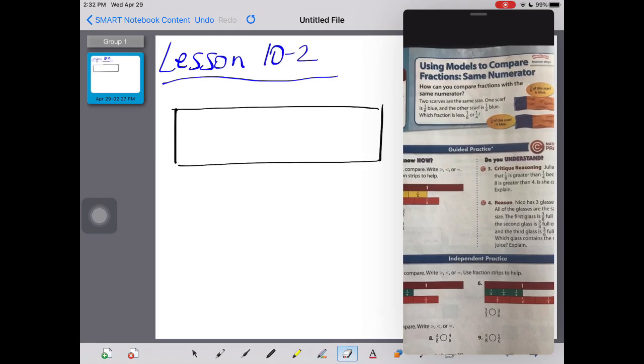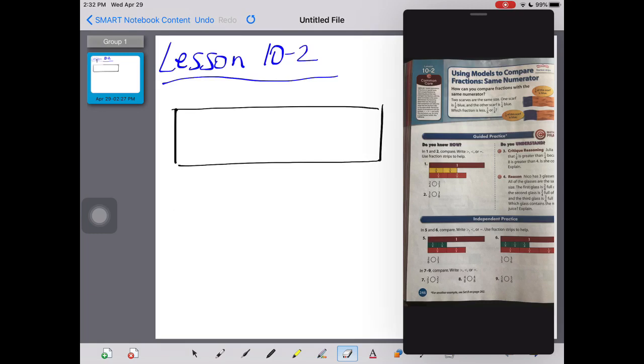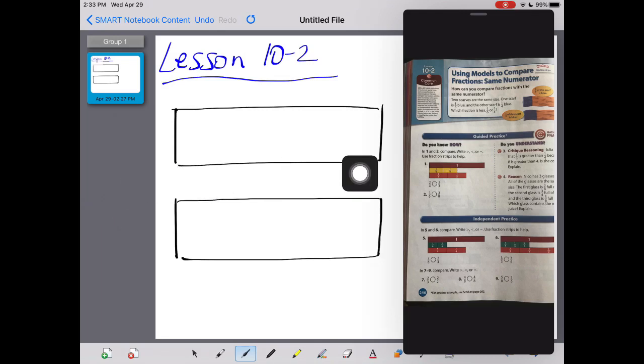Okay, so in the example that the text provides, they provide you a couple scarves, and I've already started drawing one. We'll draw a second one. And I want you to notice that these scarves are the same size. So each whole scarf is the same size as the other one. That's very important because if you're just comparing fractions of the scarves, you want to make sure that the whole scarf is equal to the other whole scarf, okay?